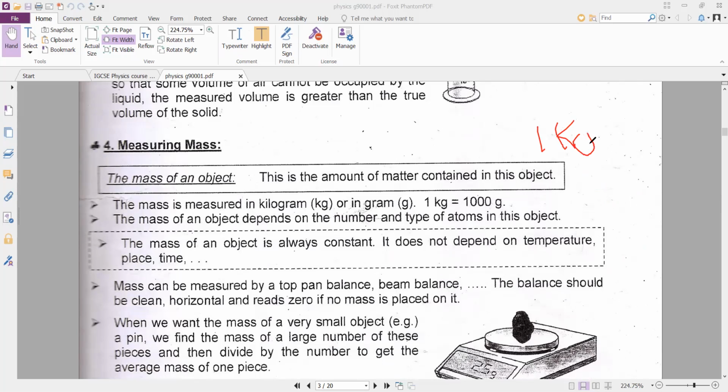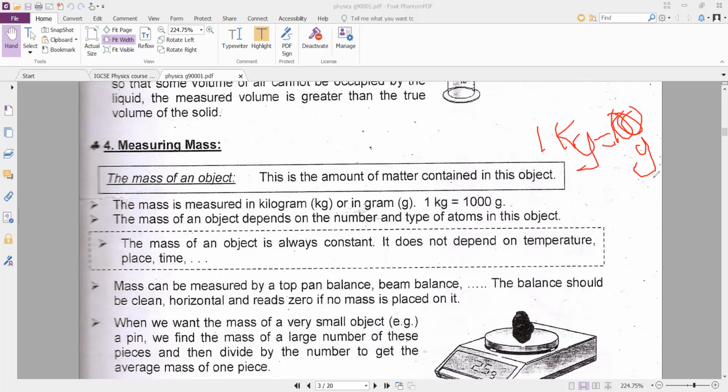1 kilogram is equal how much? 1,000 grams. Yes. 1,000 what? 1,000 grams. Okay, Shabab, 1,000. Sorry, 1,000 grams. Yes.